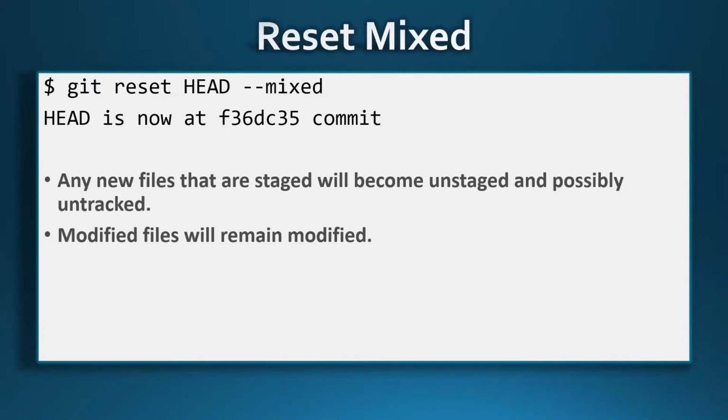The default reset, so that we had to specify hard. Git reset head mixed is the default, and any new files that are staged will become unstaged, so it cleans up your staged index. If you have modified files in your working directory, they will remain modified. So this is a much cleaner way of just kind of undoing a bunch of commits or undoing a bunch of adds, right? It resets the staging index, which is the tracking of which version of the files you want in this commit.